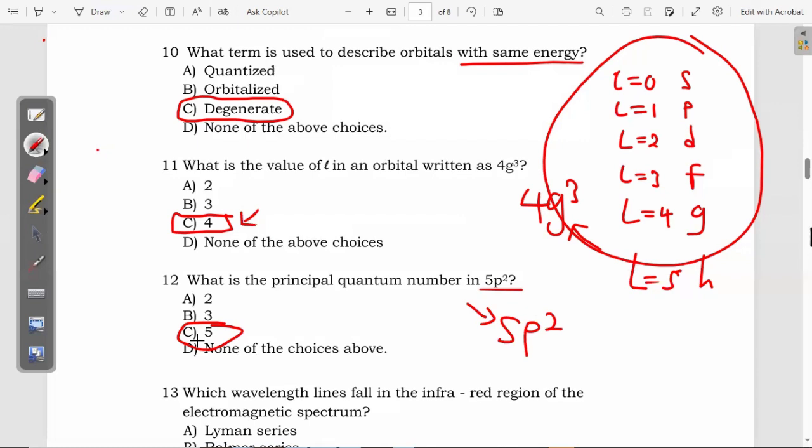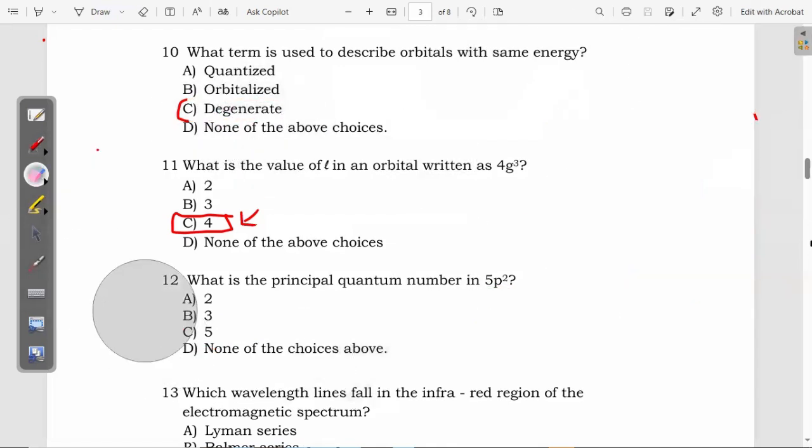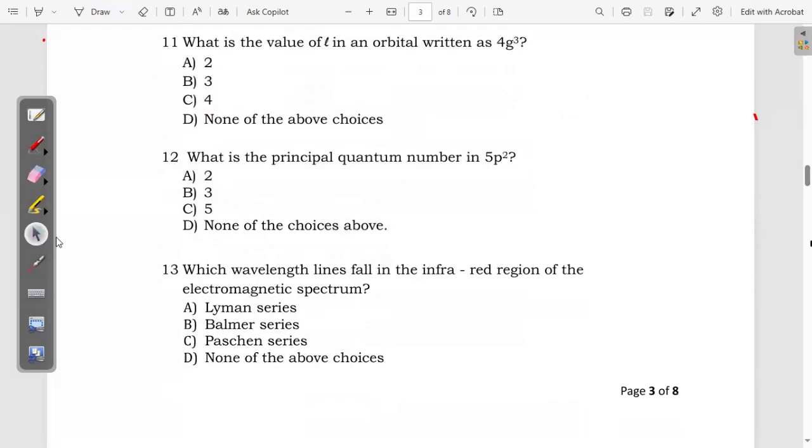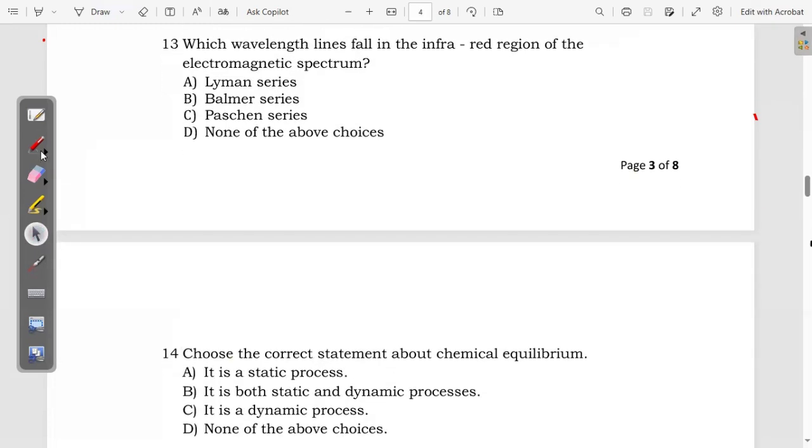Unless there are questions. Okay, if there are no questions, I'll move to question number 13. So question number 13, they're saying which wavelength lines fall in the infrared region of the electromagnetic spectrum? So they've given us different series here. The series are not hard.